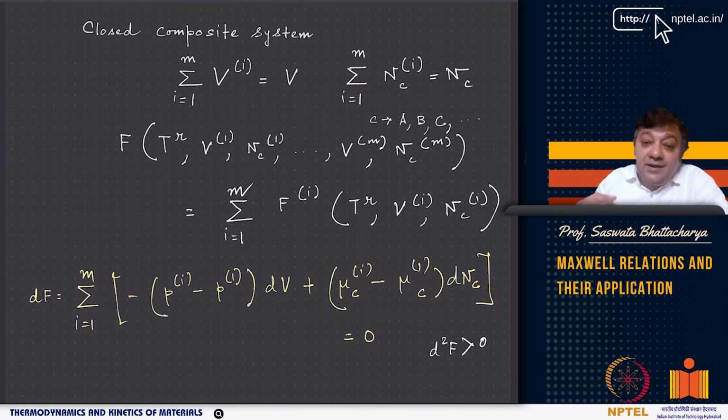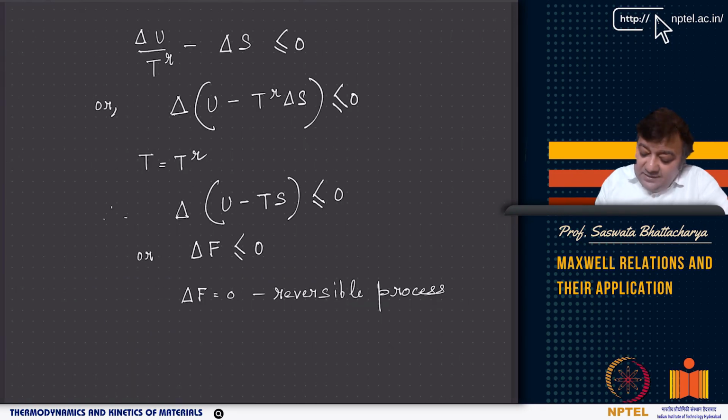Instead of using an energy minimum principle or entropy maximization principle, where we require the equations of state, if I talk about a system in contact with a very large thermal reservoir, then we use Helmholtz free energy. There dF has to be equal to 0, an extremum condition, and d2F is greater than 0. We have seen that delta F has to be less than or equal to 0, with delta F equal to 0 when the process is reversible.